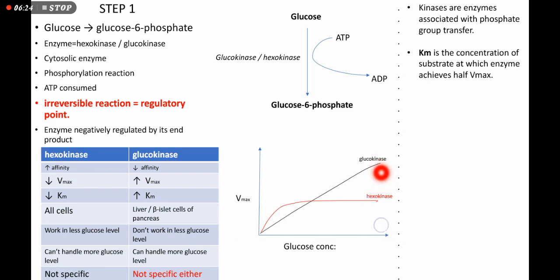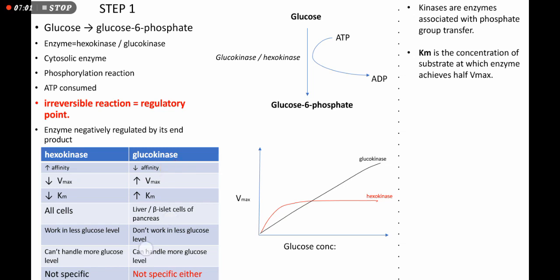But this Vmax is low as compared to glucokinase. Glucokinase has a very high Vmax, but as compared to hexokinase, it requires a large concentration of glucose to reach half of its Vmax. That is why the Km of glucokinase is high, the Km of hexokinase is low, but the Vmax of glucokinase is high, and the Vmax of hexokinase is low. We know that Km and affinity to substrate are inversely proportional. That's why the affinity of hexokinase to glucose is high, whereas the affinity of glucokinase to glucose is very low.